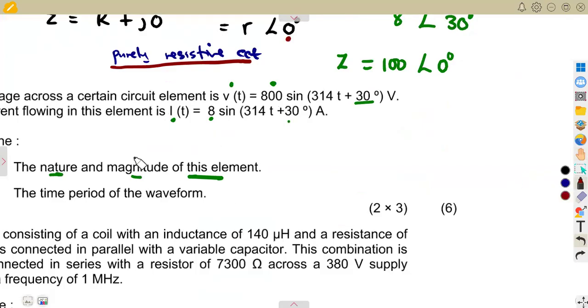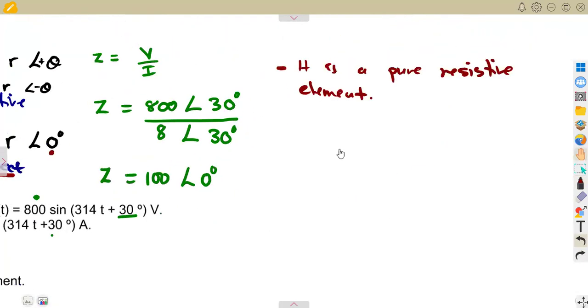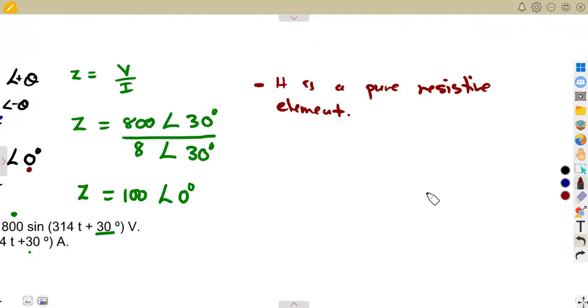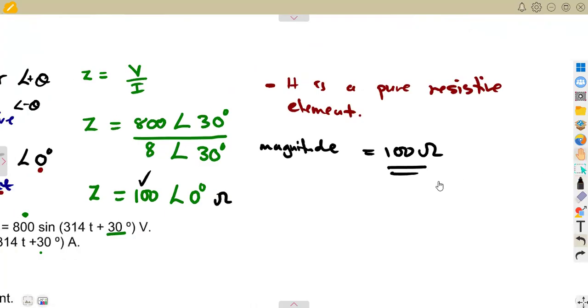All right. So we also need the magnitude of the element. The magnitude, remember, it's a purely resistive. So what is the magnitude of this? That is the resistance. So the resistance there will be 100. All right. So that is the magnitude. So the magnitude was going to be equal to 100 ohms. All right. So remember, this is impedance, which is measured in ohms. So that means that resistance is of 100 ohms.